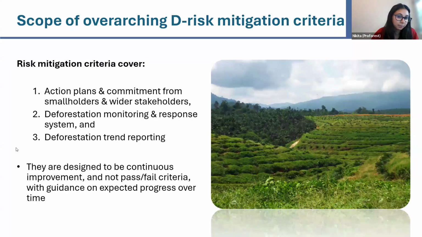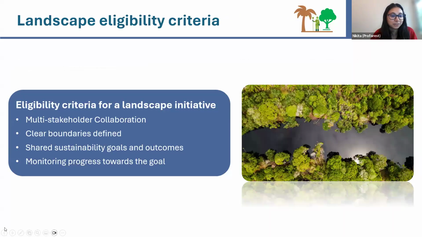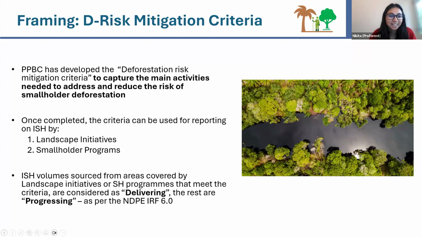Just to say that the volumes for landscape initiatives meeting all the deforestation risk mitigation criteria would go under delivering, and the rest fall back into the progressing category. Next slide.